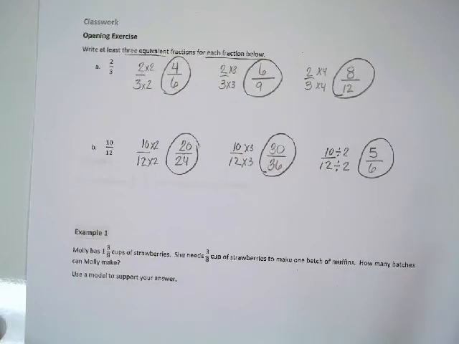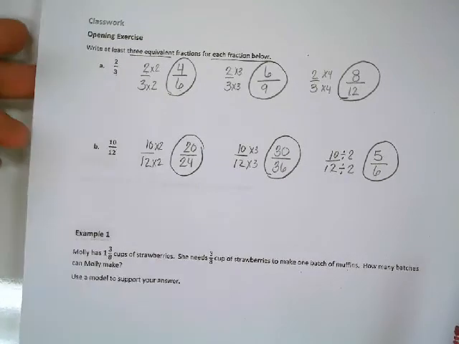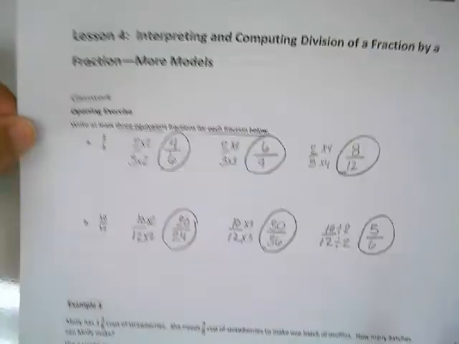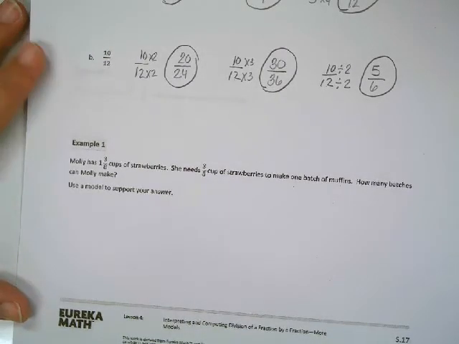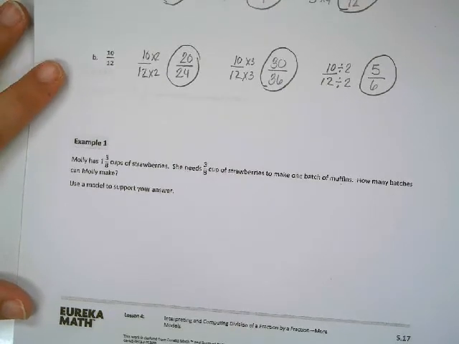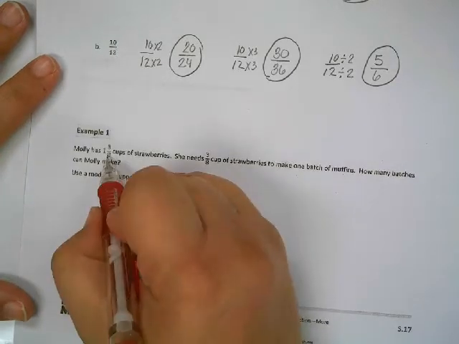Next, we're going to go on to example 1. And feel free to pause these videos anytime that you feel like we are going too fast. So in example 1, it says Molly has 1 3/8 cup of strawberries. She needs 3/8 cup of strawberries to make 1 batch of muffins. How many batches can Molly make? Use a model to support your answer.